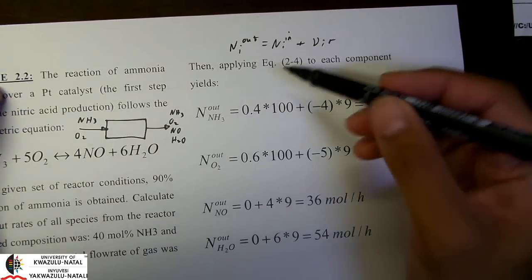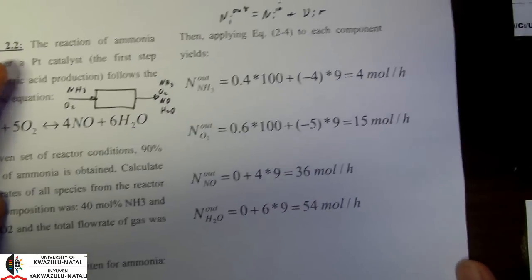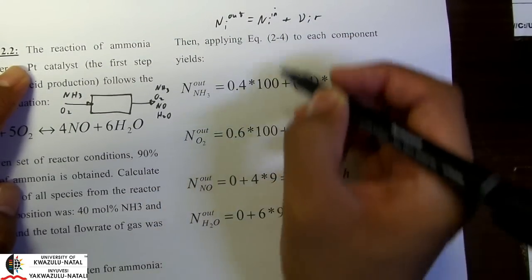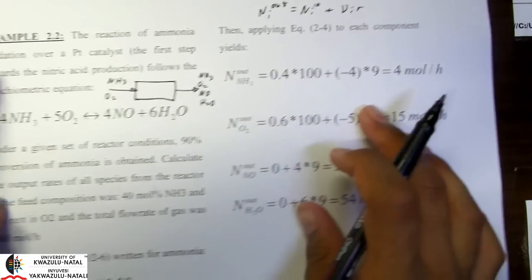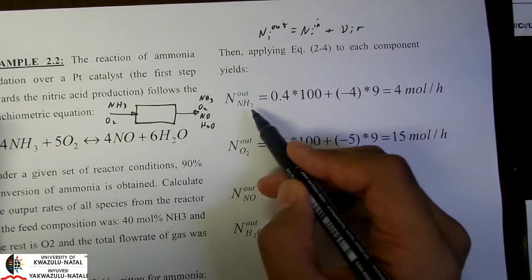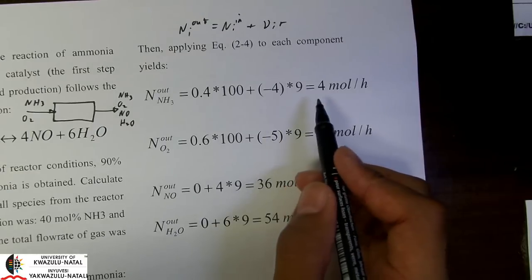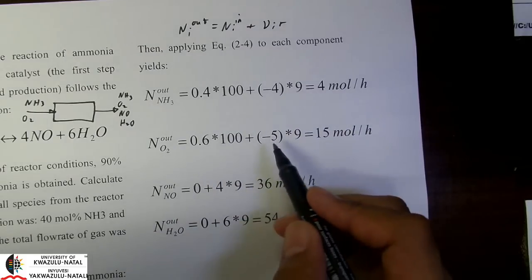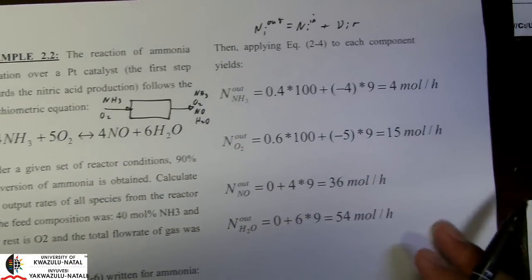Okay, and thereafter it's quite simple. We want all of our output flow rates, and it's simply a case of noting the input flow rate Ni in for ammonia and for oxygen, plus our stoichiometry times our overall reaction rate. We get our stoichiometry from the reaction equation. So in the case of ammonia, it will be -4, so there's our -4 here, multiplied by our reaction rate. In the case of oxygen, it's -5. We can see the reaction stoichiometry over here.